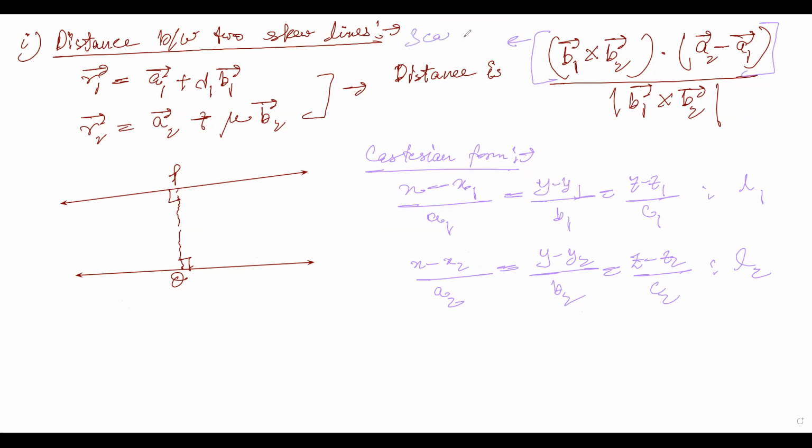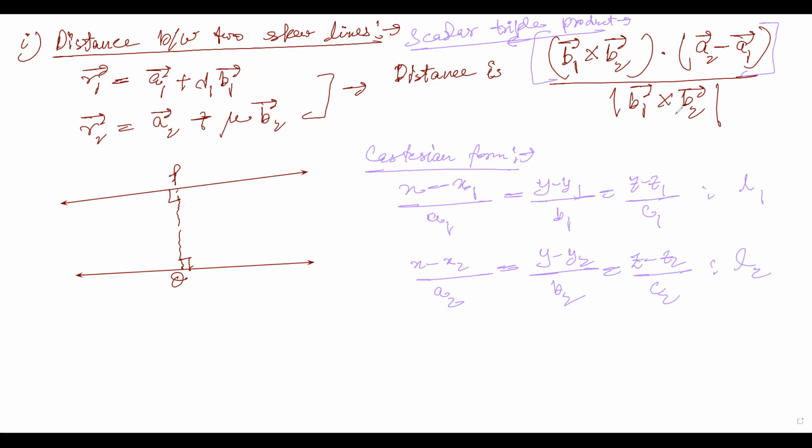Also remember this. This is a form known as the scalar triple product. We haven't talked about it in vectors, but scalar triple product is also in the syllabus. I just gave you the hint that we have four types of products. One and two we have already studied: dot product and cross product. The third type is scalar triple product. So this is b1 cross b2 dot a2 minus a1.